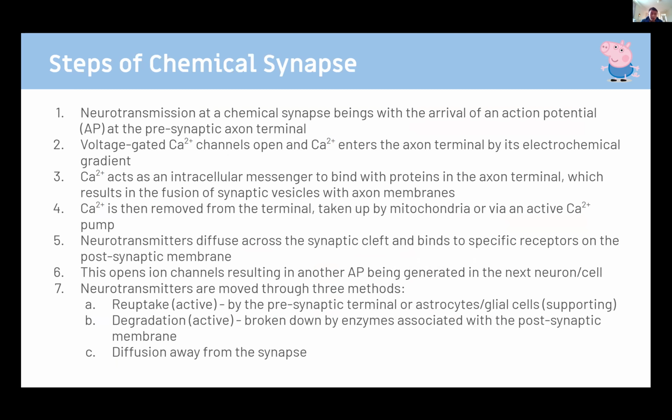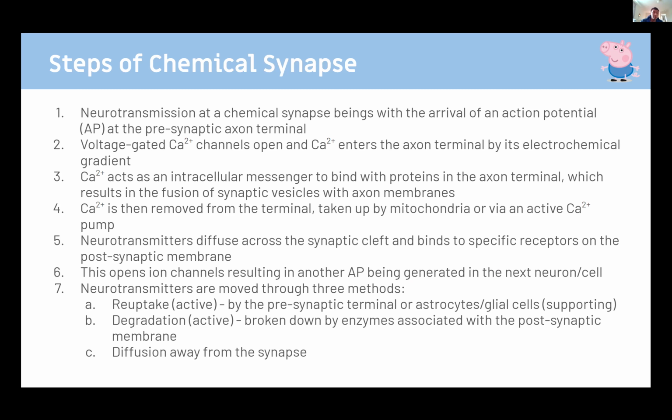And this is something we've already gone through. It's just how a chemical synapse works. We'll go through it relatively quickly again, because it's quite important to know. So what happens is at the presynaptic terminal, your action potential arrives. This will trigger your calcium channels and let calcium into the axon terminal, and that would just be through diffusion.